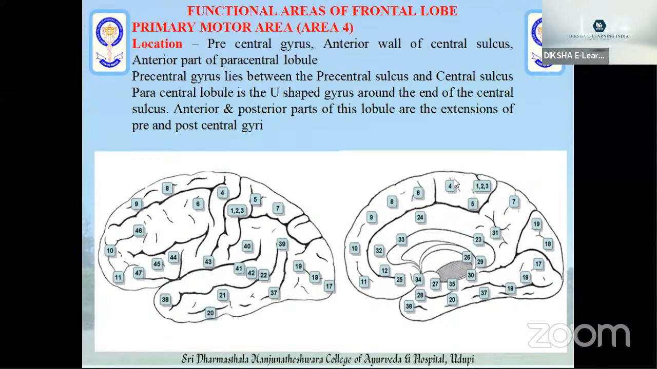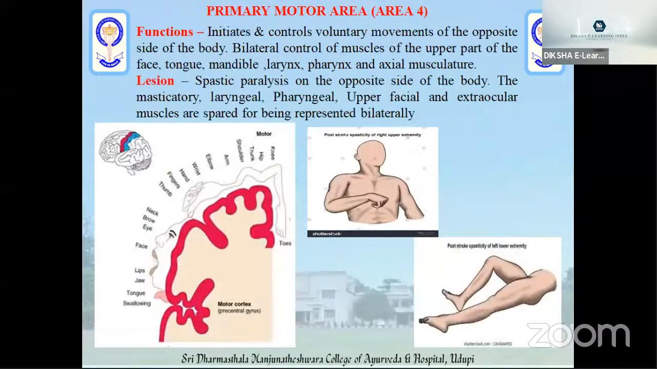Now, this paracentral lobule and the precentral gyrus are the location of area number 4, called the primary motor area. Now, what are the functions of the primary motor area? It initiates and controls the voluntary movements of the opposite side of the body. Bilateral control of the muscles of the upper part of the face, tongue, mandible, larynx, pharynx, and axial musculature is also done by it.